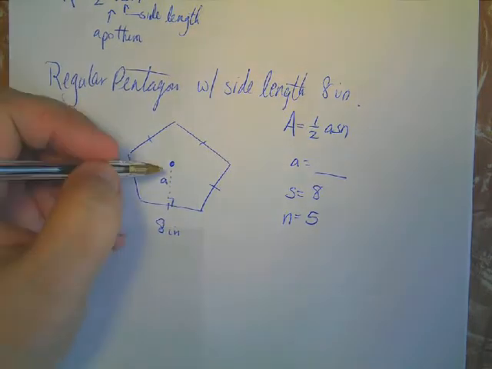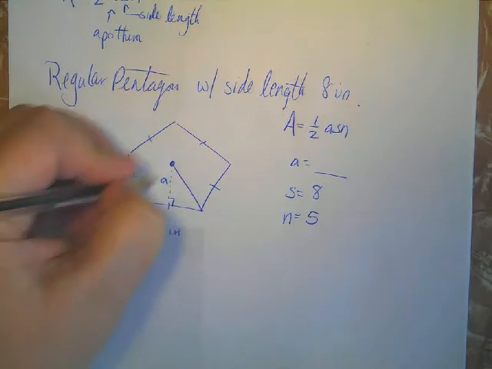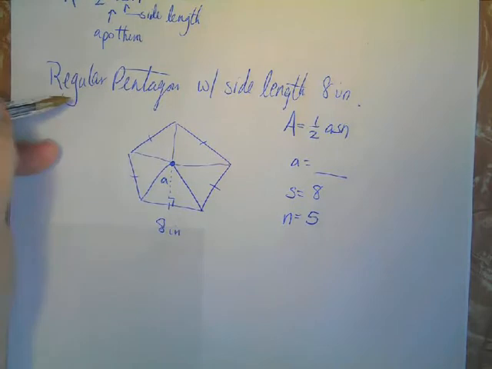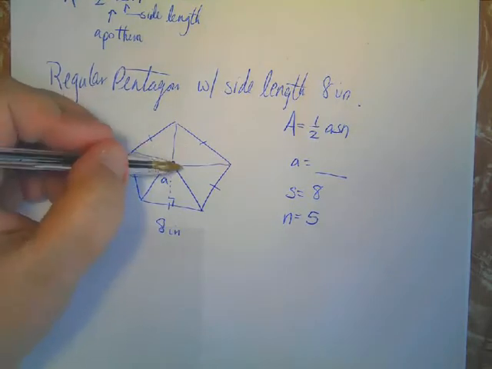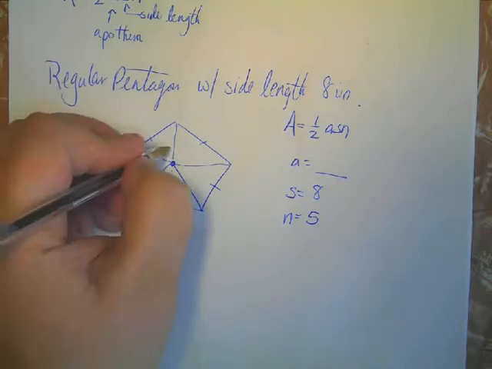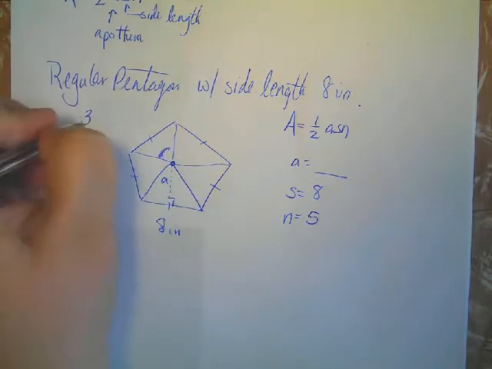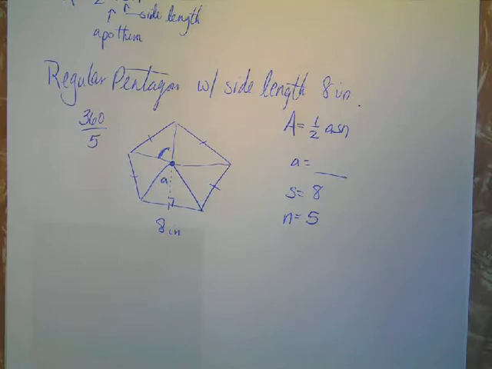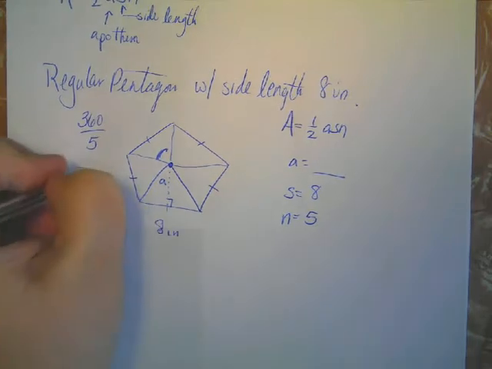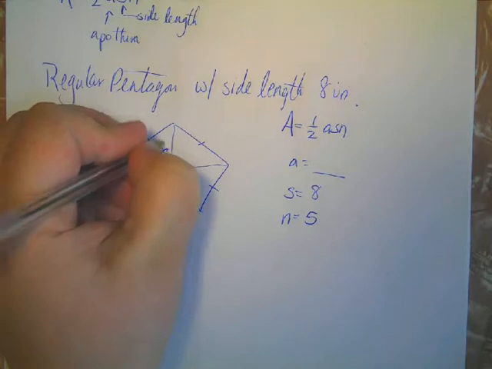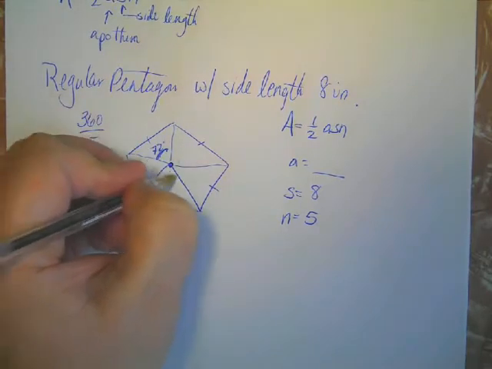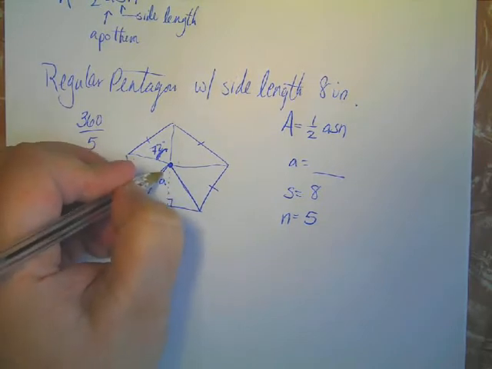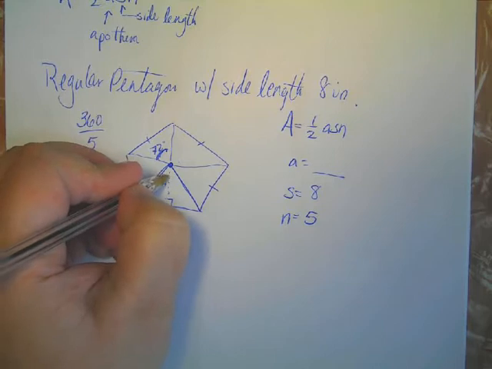Now the cool thing is we can break this shape up into triangles. If it's a 5-sided shape, there are going to be 5 main triangles. To figure out what one of these central angles is, you go 360 divided by 5, which gives you 72. So this angle is 72, this one's 72, this one, and this one. If we look at this triangle a little bigger, this entire angle is 72.